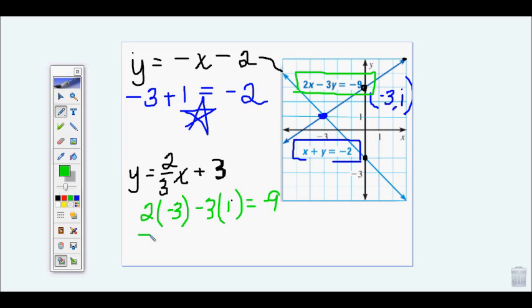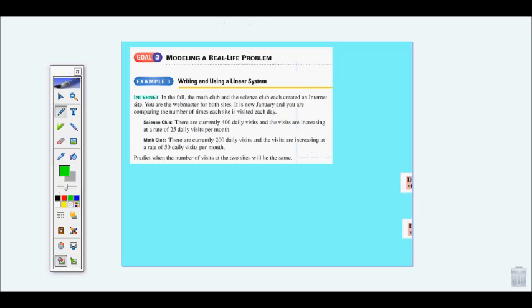2 times negative 3 would be negative 6. Negative 3 times 1 would be negative 3, and that also makes a true statement. Negative 6 minus 3 equals negative 9. So that is how we prove that that is a solution for that system, those linear systems. It works for both of the equations, that solution.